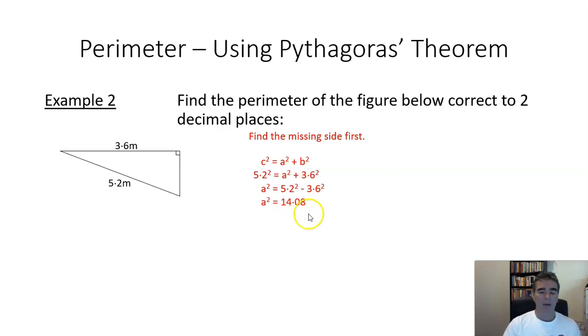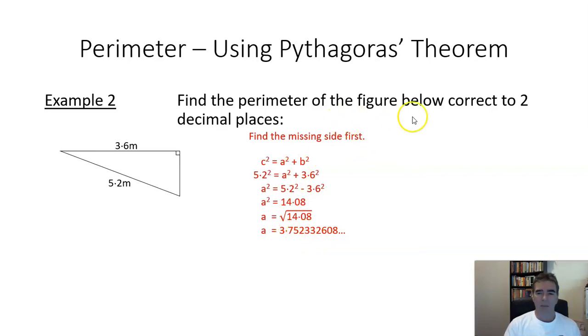And what we now need to do is we want to find the length of that side. It is not a squared, it's just the value of a. So the opposite of squaring is finding the square root. And when we do that, we get this really long decimal here. So we've found that the length of this side here is 3.75, etc.